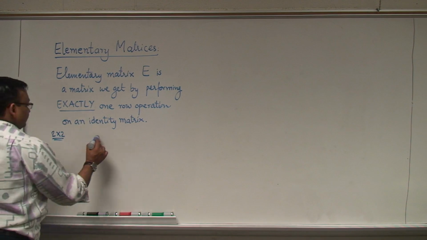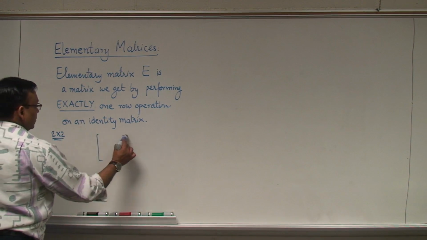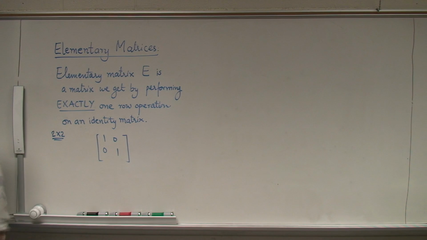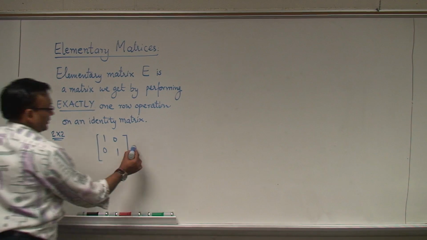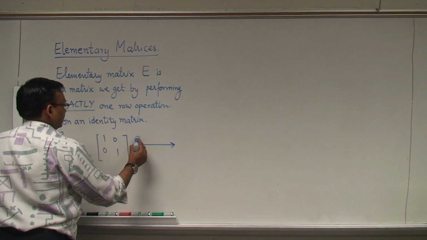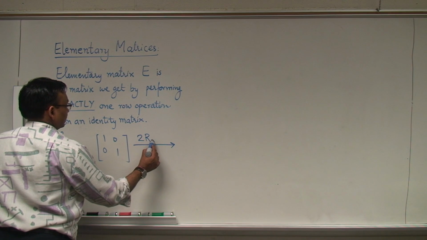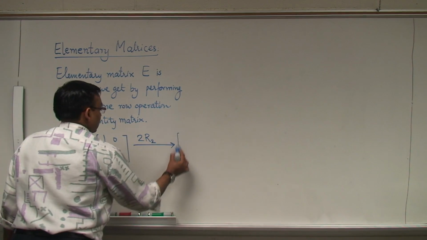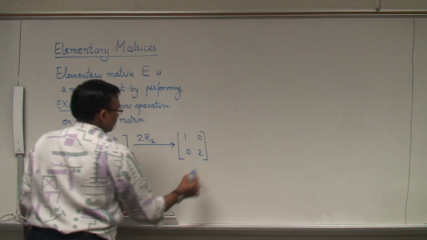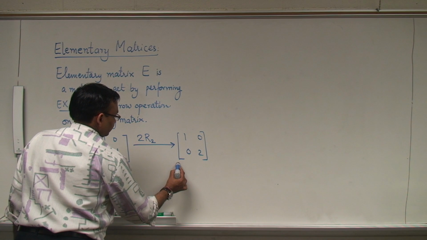Suppose I have my identity matrix (1, 0, 0, 1). And suppose I perform one row operation on it. A row operation could be just multiplying the second row by, say, 2. So I'll get (1, 0, 0, 2). So this is an elementary matrix.